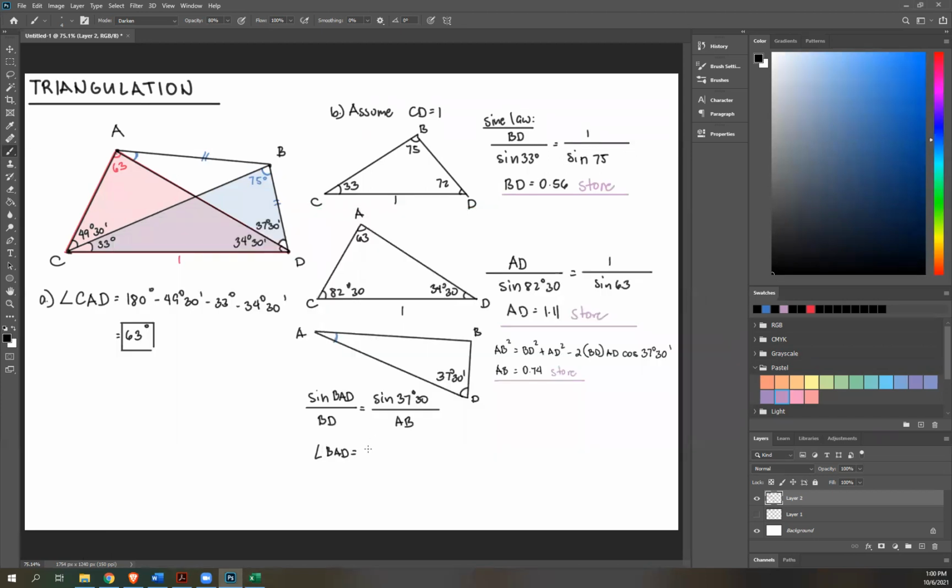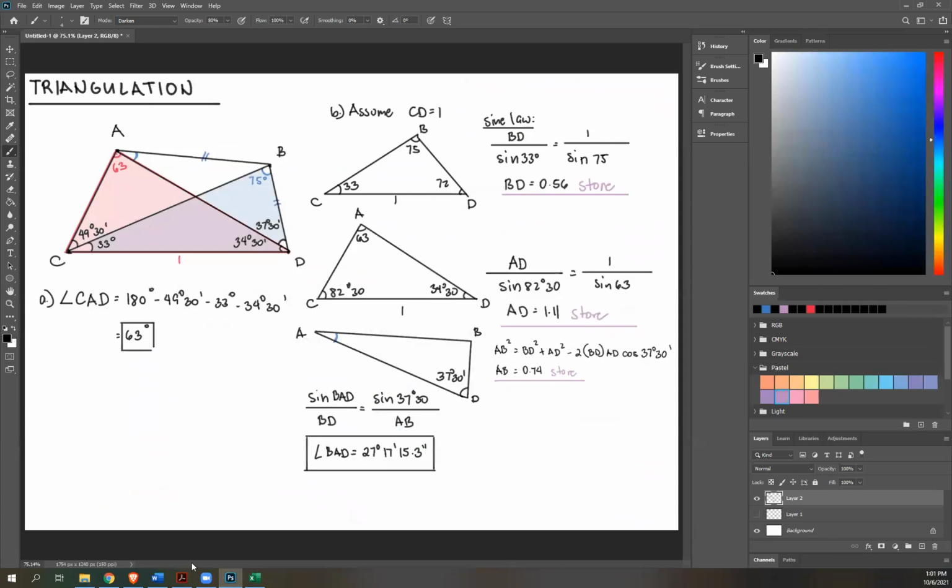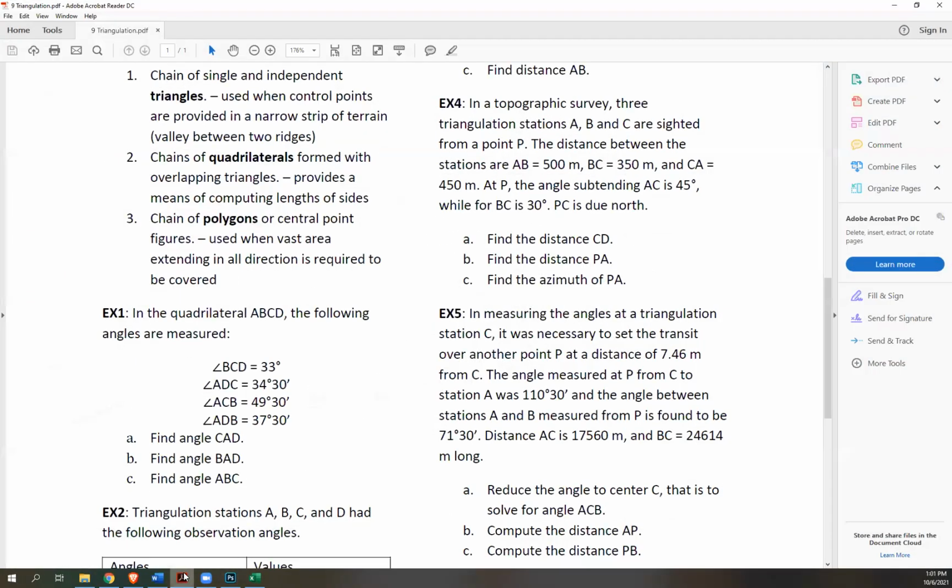So the complete answer here is 27 degrees, 17 minutes, 15.3 seconds. Okay, so that's it for B. As you can see, it's a bit long. And then for C, find angle ABC. Okay, so let's isolate that.